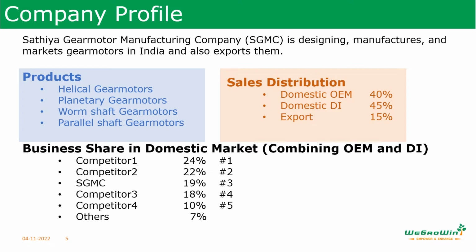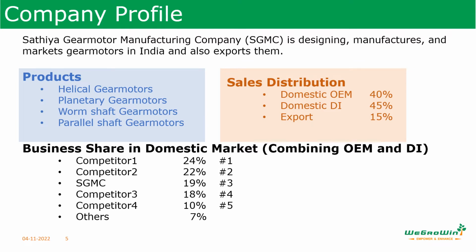So what are the products they are producing? Helical gear motors, planetary gear motors, worm shaft gear motors, different kinds of gear motors. They have sales and distribution of domestic sales 40%, distributor sales 45%, export 15%. This is what they are selling. Putting together the domestic sales, it is for OEM and also distribution.